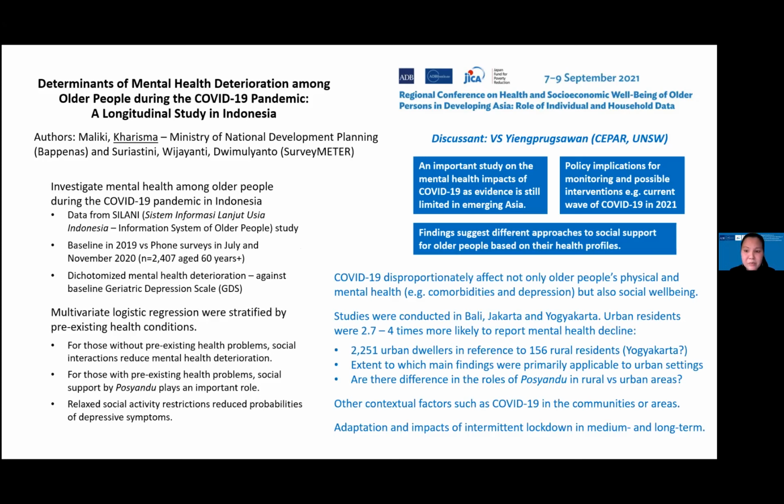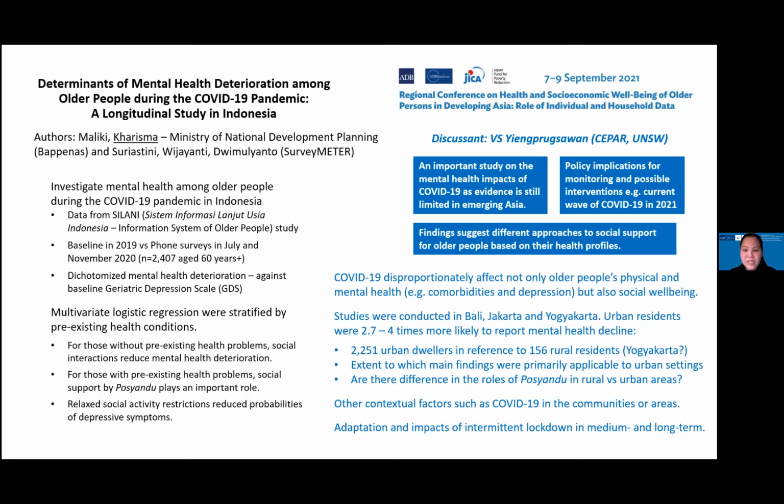There's also important policy implications, especially on your last part, in monitoring and also possible interventions. As we know, the current wave of COVID-19 is still very, very strong, and it might be here to come. So the findings suggest different approaches to social support for older persons based on their health profile. Firstly, COVID-19 is not just affecting the physical part, which I think people focus on, but also the mental health, the comorbidities, depression, and also social well-being, because they are the ones most isolated, as you mentioned.